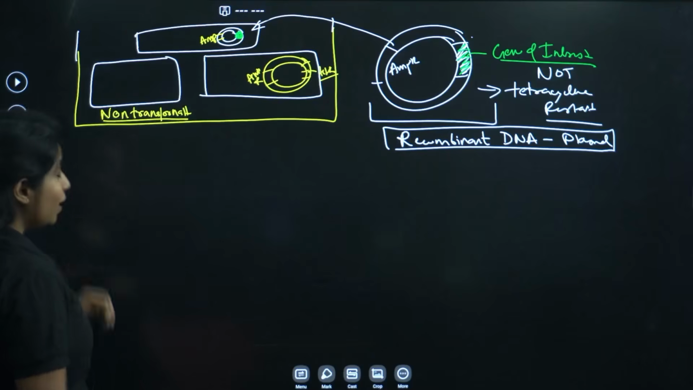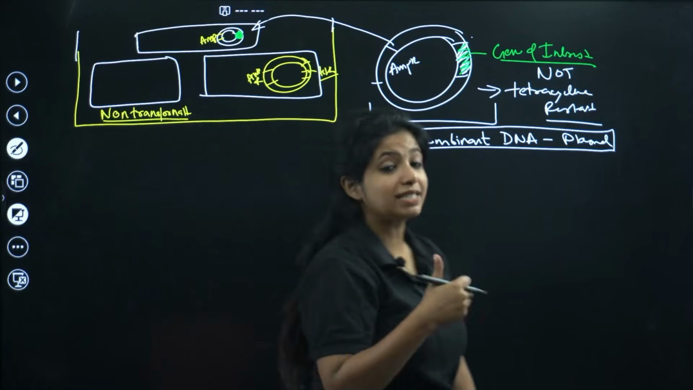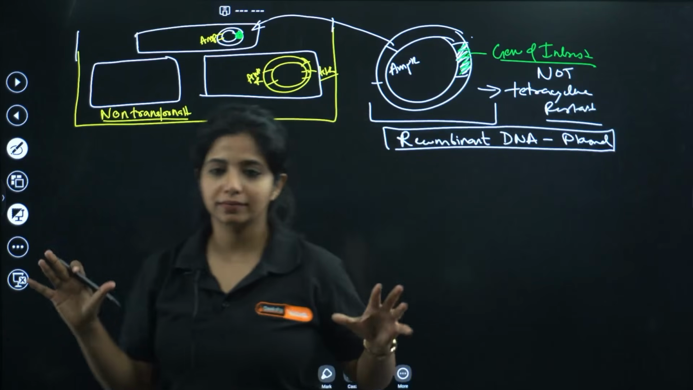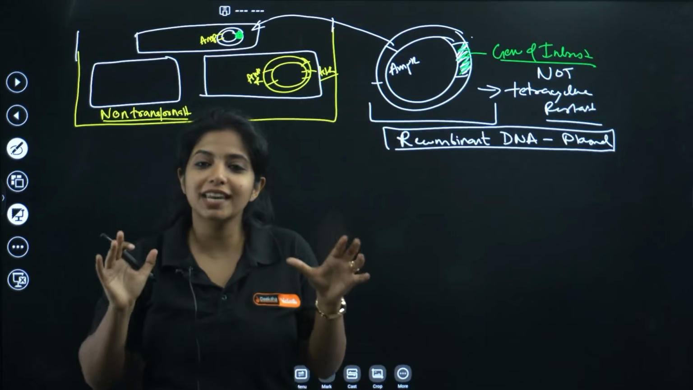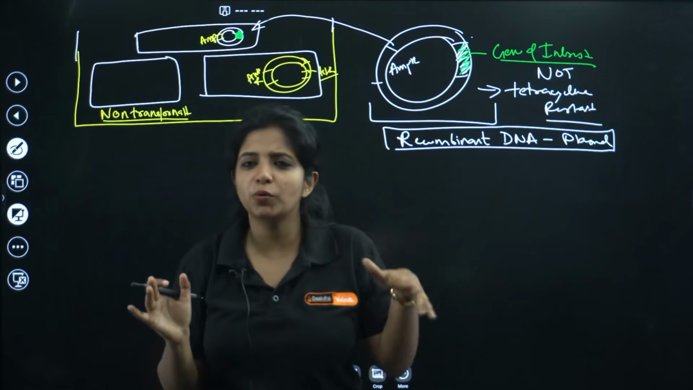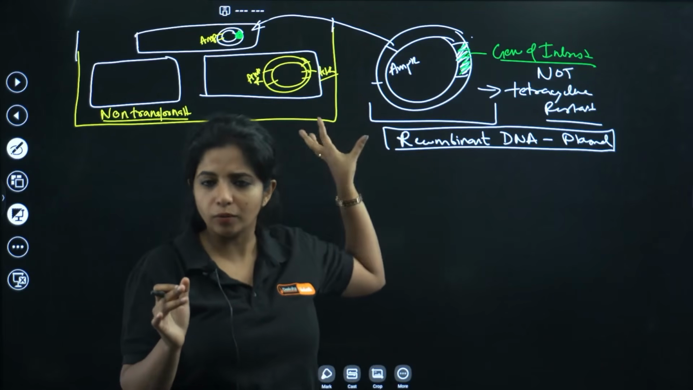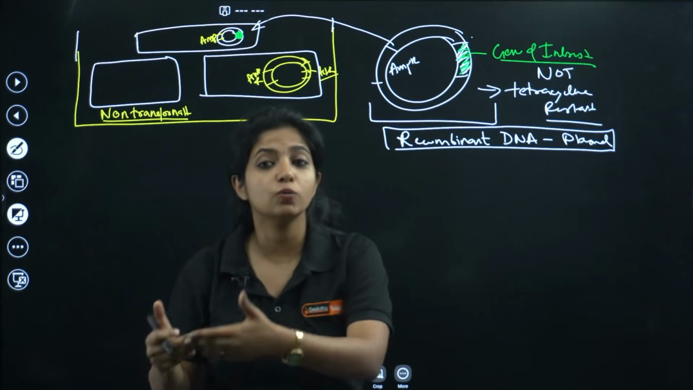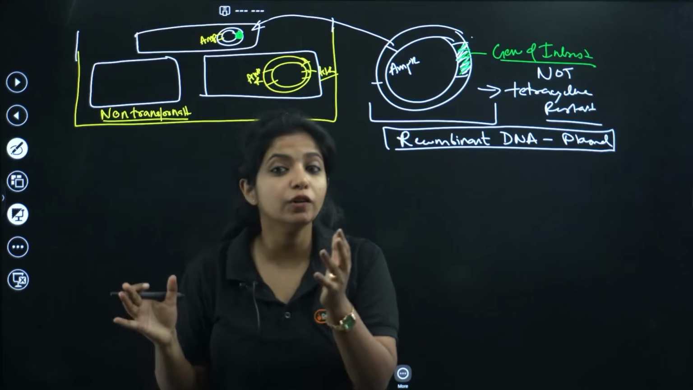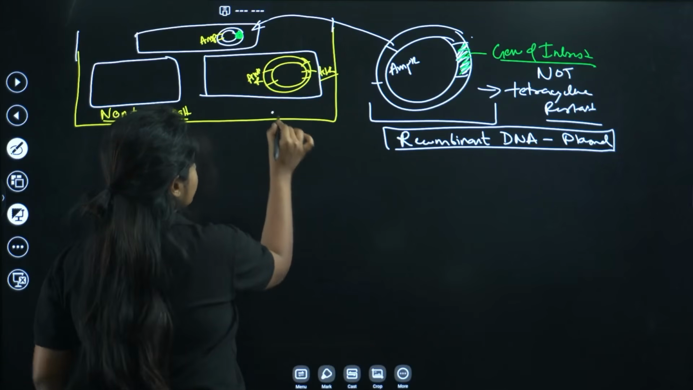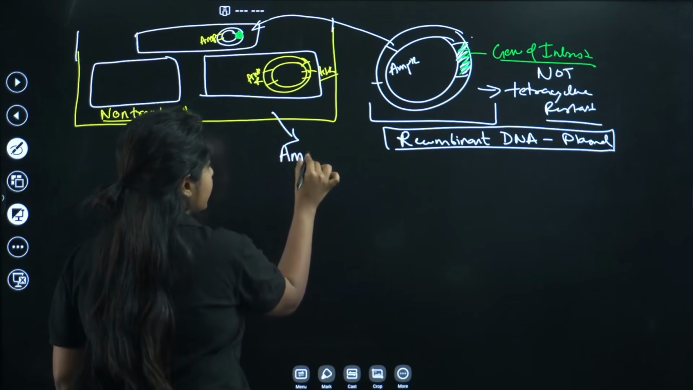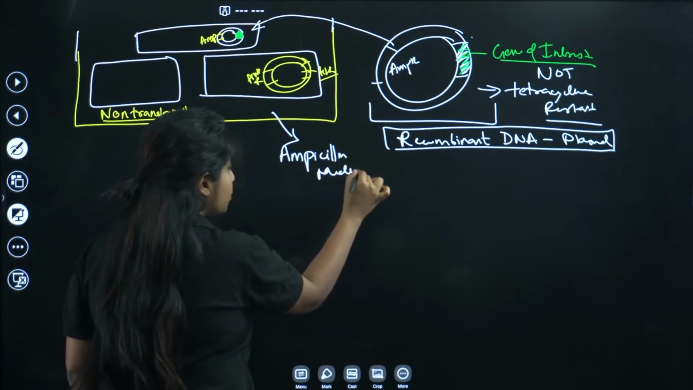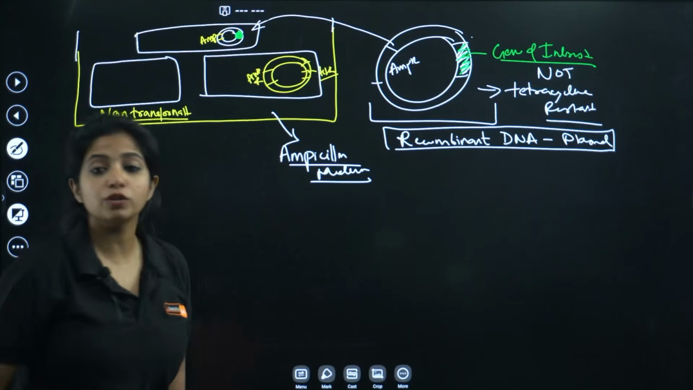Basically, how do you understand which one has taken up the new plasmid and which one has not? I'm just telling you which one has taken up pBR322. I do not know whether it has taken up the recombinant one or the normal one. I just want to know which one has taken up the new plasmid and which one has not. So what do we need to do that? We just need to put it inside the ampicillin medium. When I put it inside the ampicillin medium, what is going to happen?